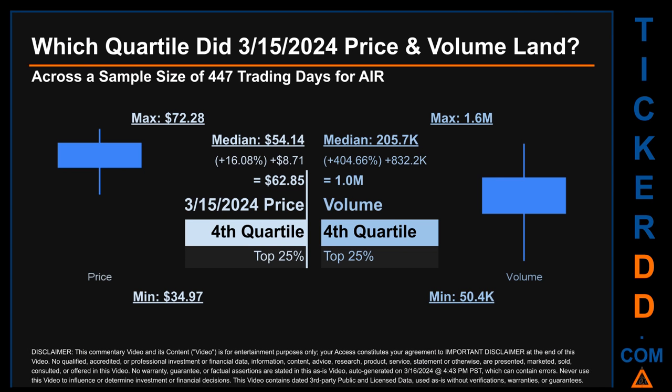Descriptively, AIR has a median price of $54.14. Therefore, March 15, 2024 price was higher from that middle marker by 16.08%. The day's volume of 1 million was more than the median by 404.66%.